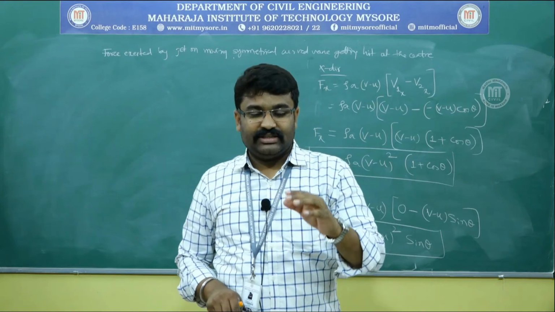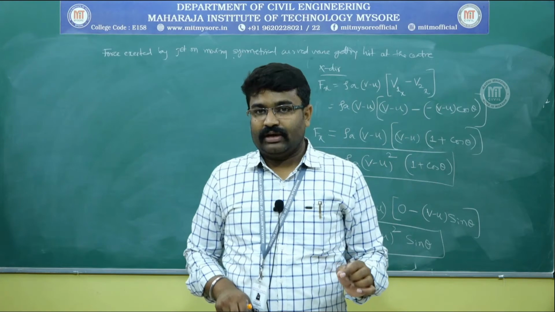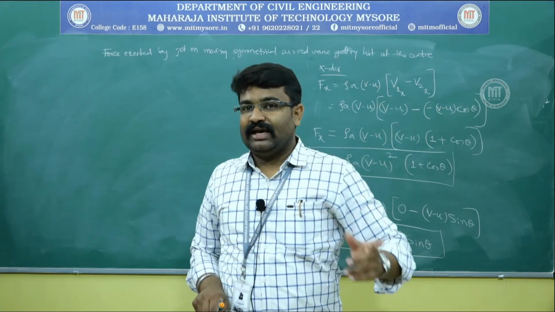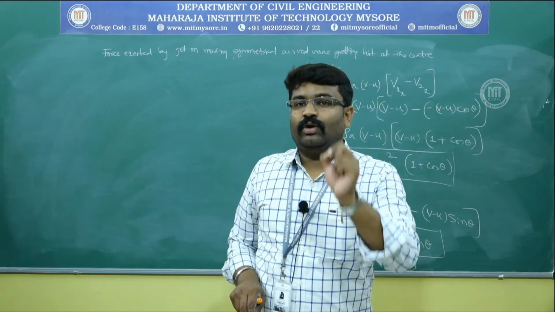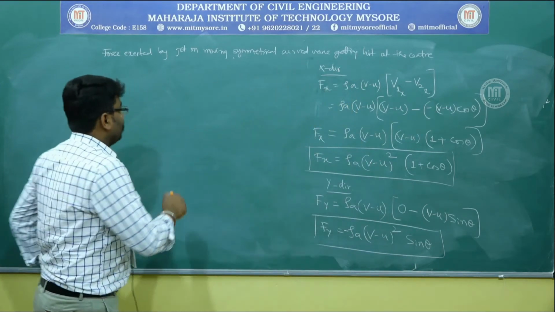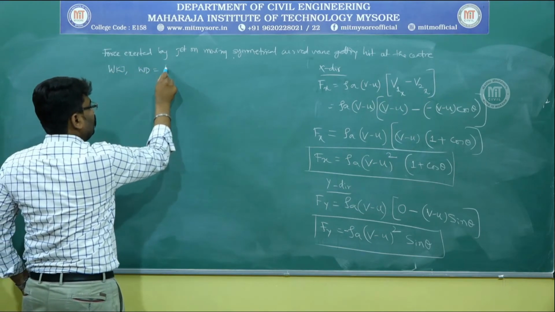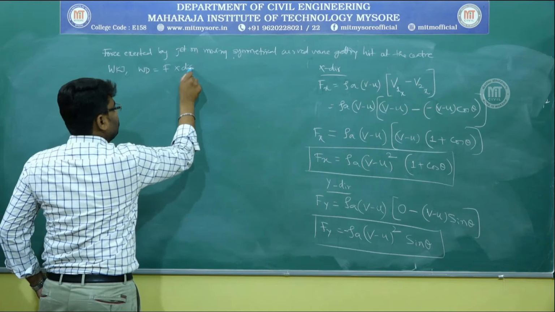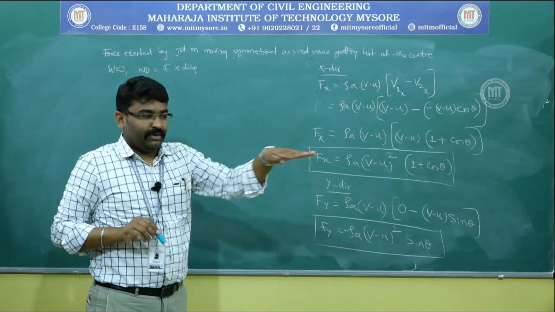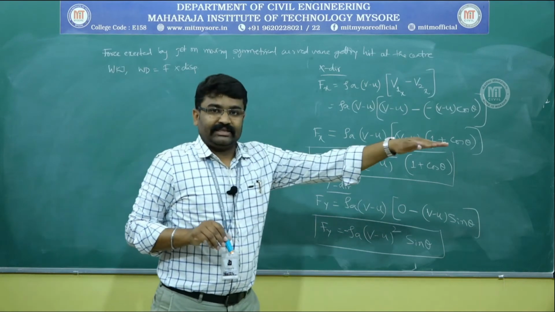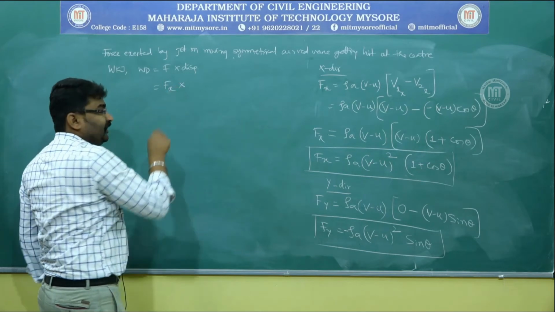For finding out the efficiency, you need to know two things: output and input. Output is nothing but work done. Input is nothing but the initial kinetic energy. So to begin with, I will first find out the work done. What do we mean by work done? We know that work done is equal to force into displacement. Here work is done in the x direction because the vane is moving in the x direction. So this F becomes Fx into displacement.